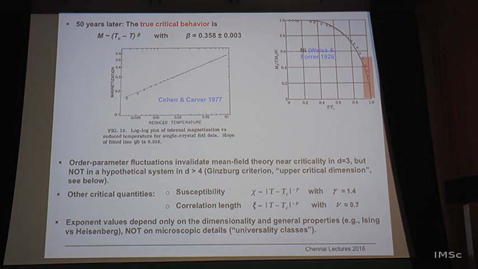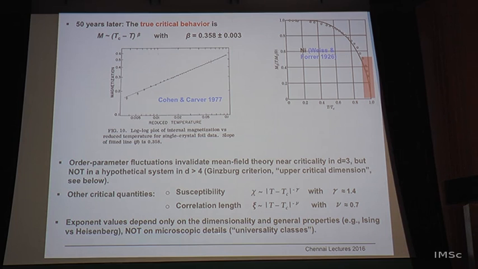And so in the case of these magnets, there is a critical dimension that's equal to 4. So if you're above that, then mean field theory works. If you're below that, then it doesn't. And that concept will become important in what follows. Turns out 4 is the upper critical dimension only for this certain class of magnets here, and we'll encounter other cases later. Now, the magnetization is only one observable that shows interesting behavior.